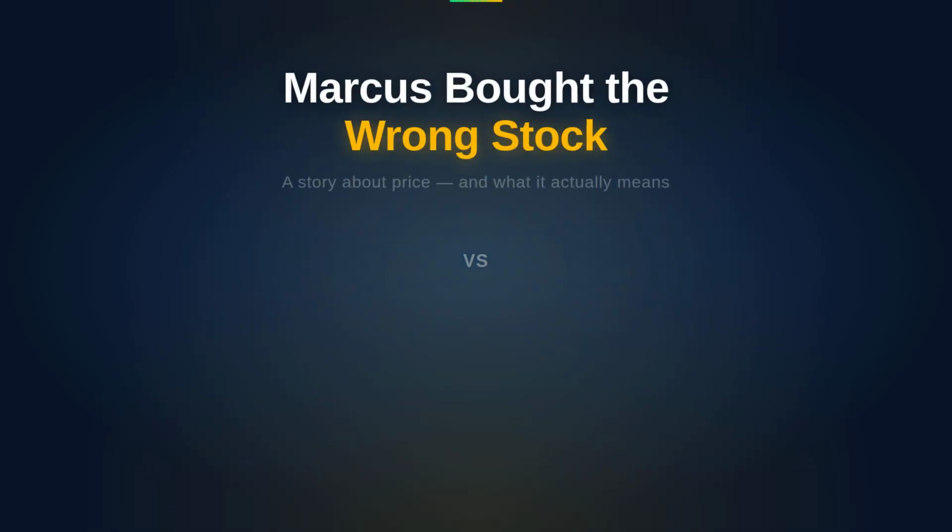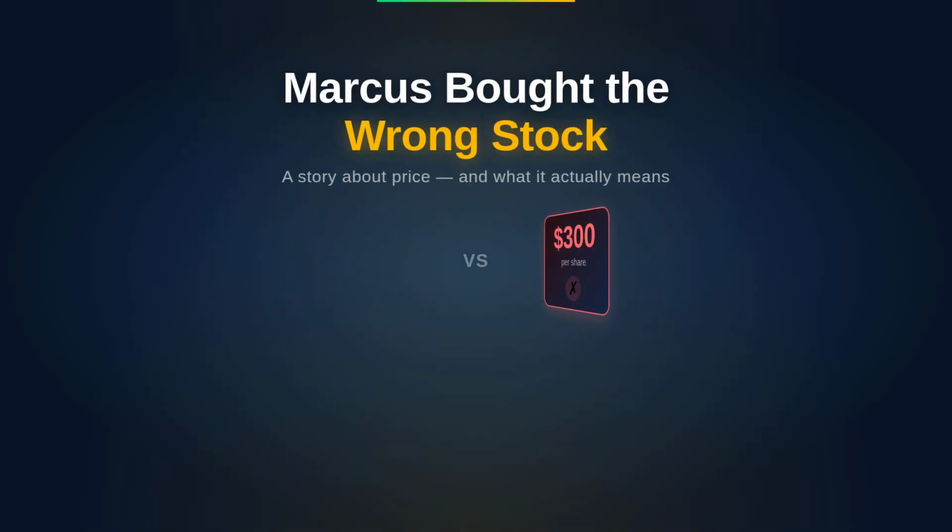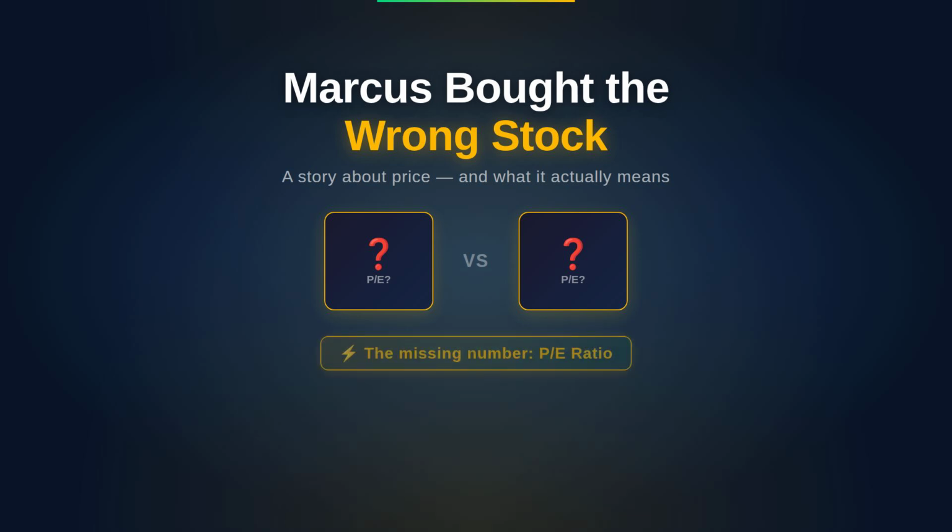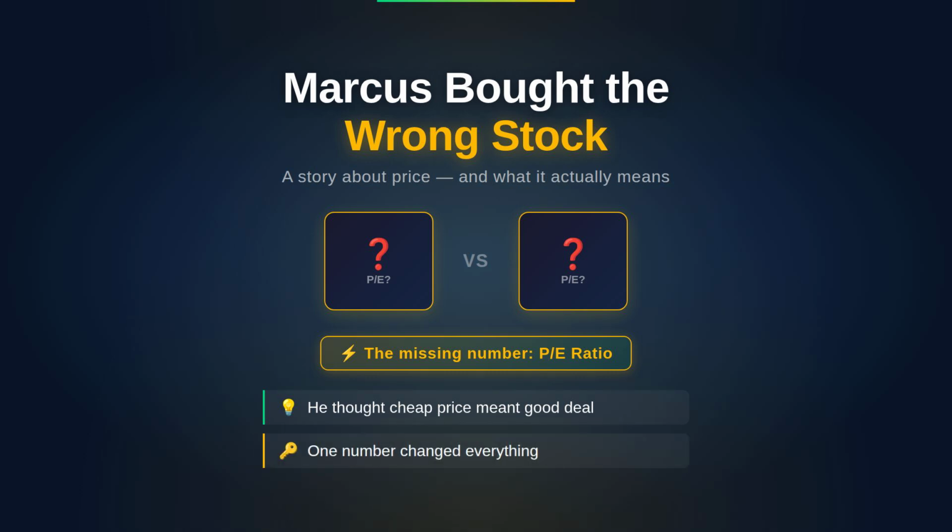Marcus was 28, working as a software developer and finally ready to start investing. He had $5,000 saved up and was eyeing two stocks. One was priced at $15 a share, the other was $300. He figured the $15 stock was the better deal. It was cheaper, right? Wrong. That thinking nearly cost him a year of savings.